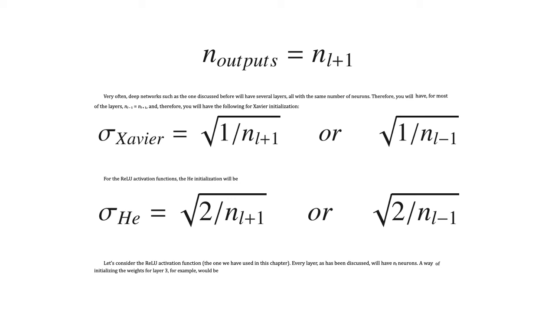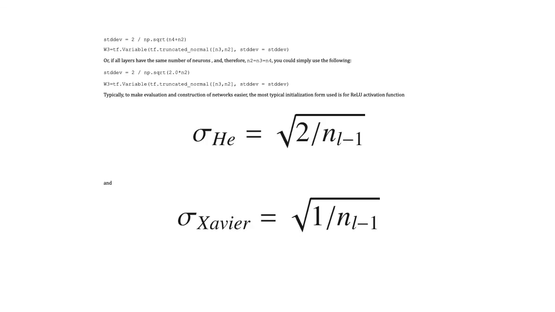A way of initializing the weights for layer 3, for example, would be stdev = 2 / np.sqrt(n4 + n2), W3 = tf.Variable(tf.truncated_normal((n3, n2), stddev=stdev)). Or, if all layers have the same number of neurons, and, therefore, n2 equals n3 equals n4, you could simply use the following: stdev = 2 / np.sqrt(2.0 * n2), W3 = tf.Variable(tf.truncated_normal((n3, n2), stddev=stdev)).